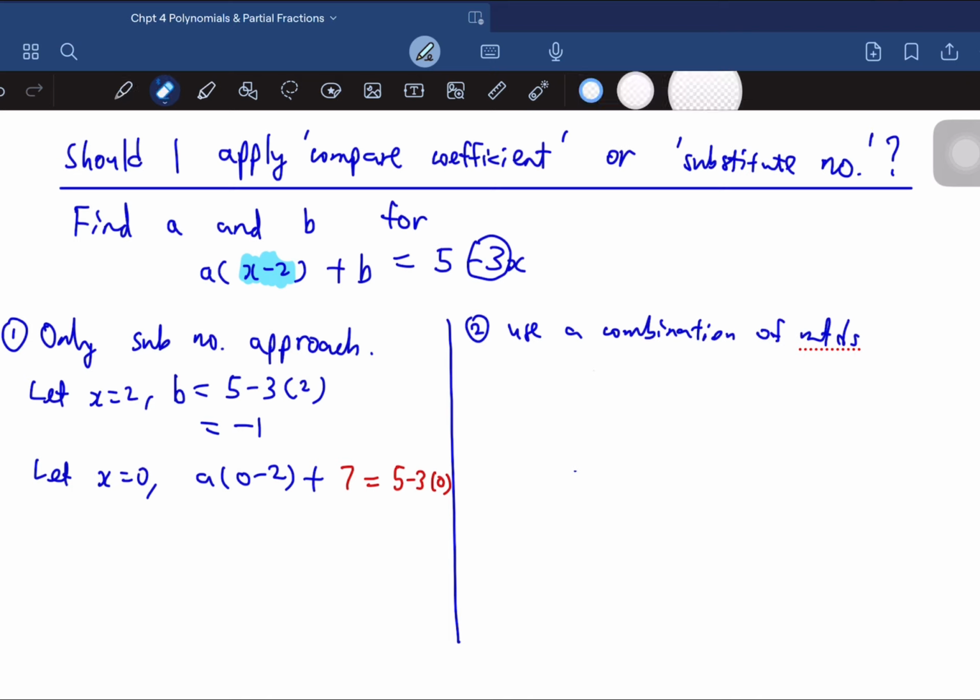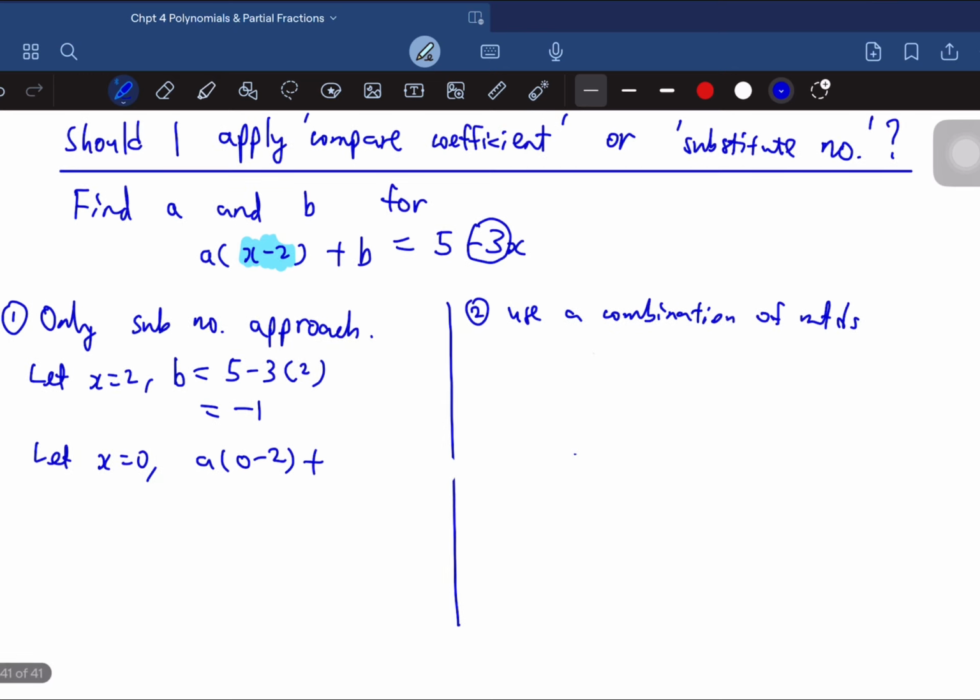Which means that if we continue to sub number, my a will have a chance to get it wrong if my b is wrong. So be mindful. Let's go and find a first. So my a equals negative 3.